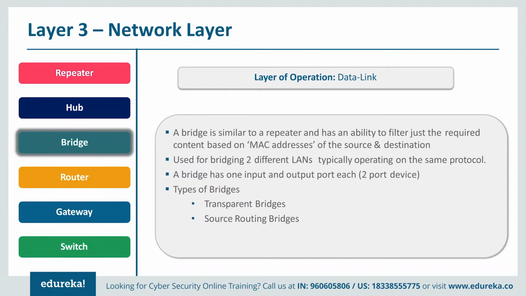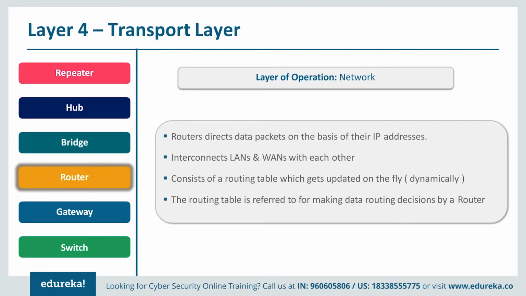Bridge is similar to the repeater and has the ability to filter and forward content based on the MAC address. Router, it's a very important thing. It works on layer 3 and it is an intelligent device wherein it can make communication between two different networks. The switches, hubs, and repeaters work on a single network, single subnet. They cannot communicate between networks. But the router, it's an intelligent one. It can communicate between multiple networks and also route traffic between multiple networks.